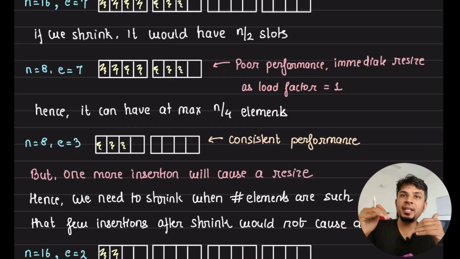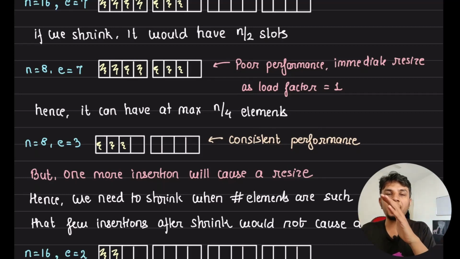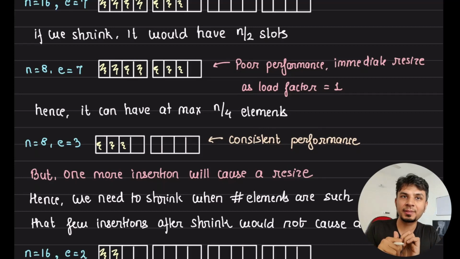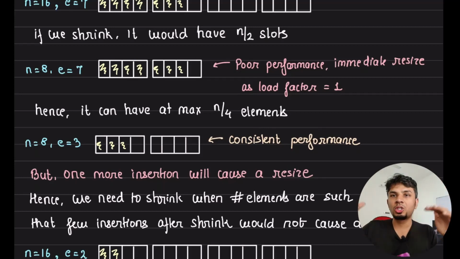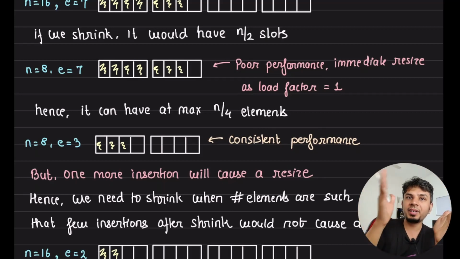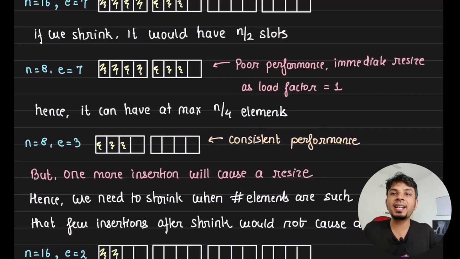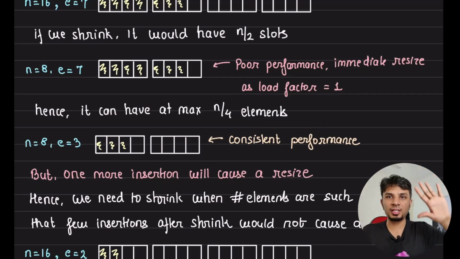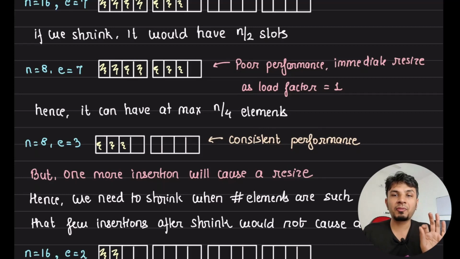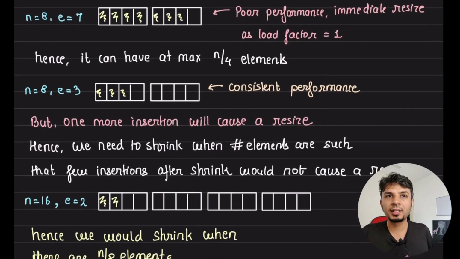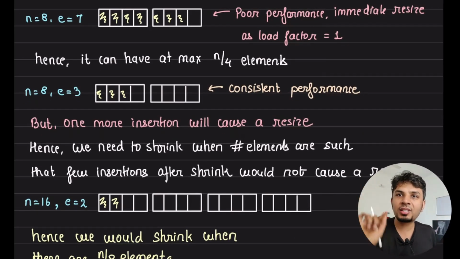This means that we need to have enough leeway where, let's say we trigger a resize when we have n by 4 elements, basically n by 4 minus 1. So if I have 16 slots, let's say we trigger it at 3, right? So when we do that, we still get a consistent performance. So when I have 16 slots and I have 3, I'm still getting a consistent performance, but the problem is just one more insert and my threshold would be breached of 0.5 and I would have to trigger a resize.